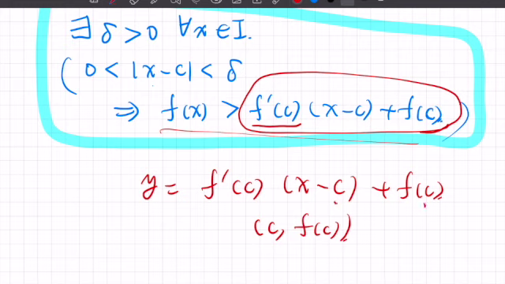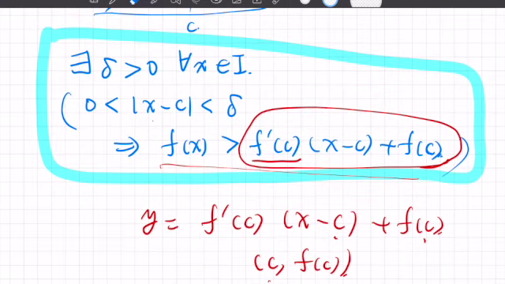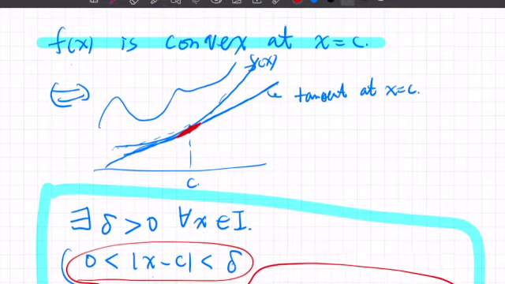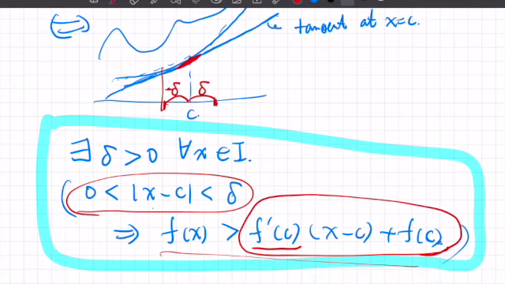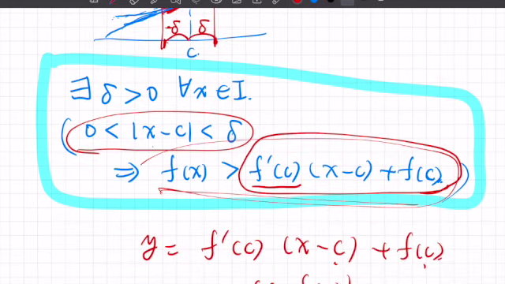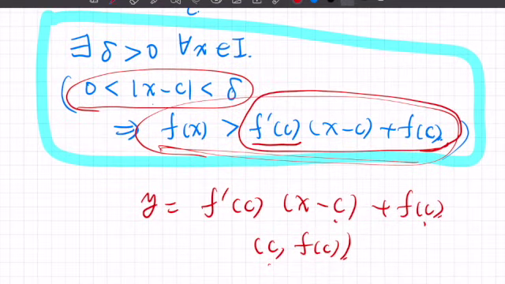So this is exactly the equation of the tangent line at C. So all the points of x that satisfy this, within some interval delta, within this interval, all the points of the function f of x are above the tangent line. So that's what this means. So in this case, it's convex.